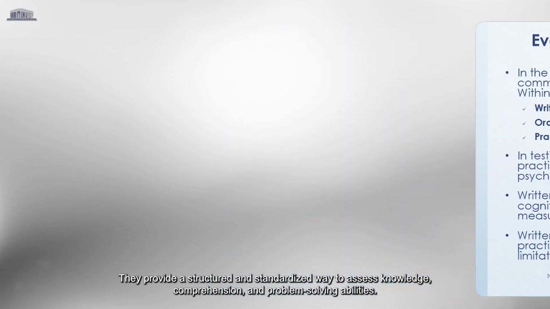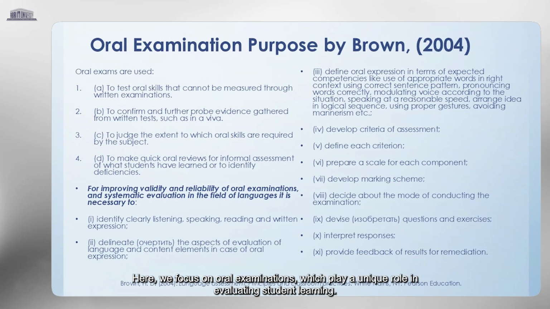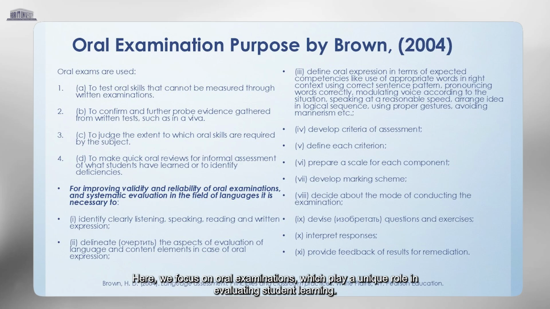Here, we focus on oral examinations, which play a unique role in evaluating student learning. Oral exams are used, A, to test oral skills that cannot be measured through written examinations; B, to confirm and further probe evidence gathered from written tests; C, to judge the extent to which oral skills are required by the subject; and E, to make quick oral reviews for informal assessment of what students have learned or to identify deficiencies.